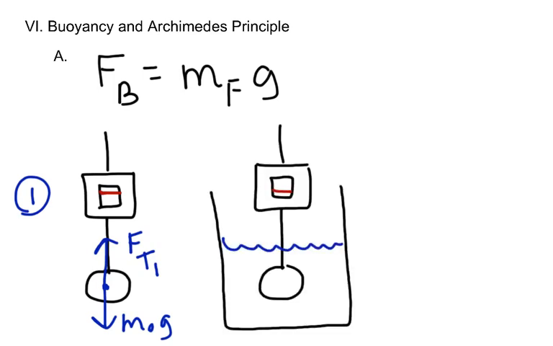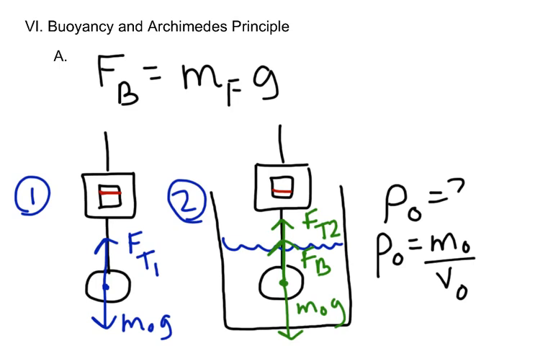Now Archimedes submerged this object in water, and now he has a new free body diagram. We still have the mass of the object downward. We still have a force of tension upward, but it's different than in the first case, so we're going to call it F sub T2. Let's call this situation 2, by the way. And there's another force, because the object is submerged in water. That other force is called the buoyant force, or F sub B.